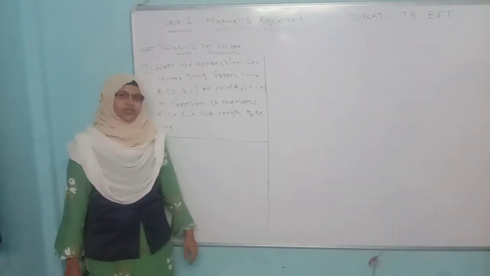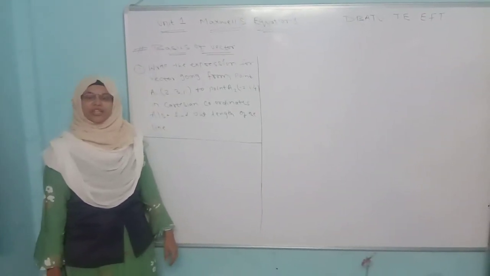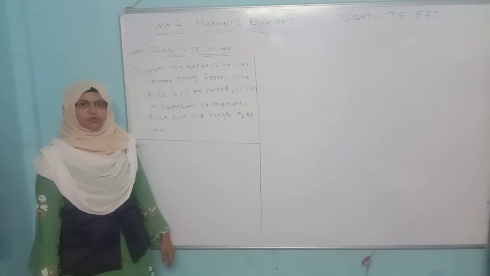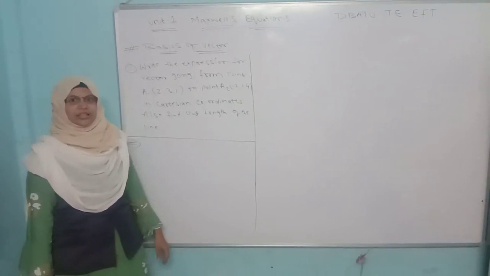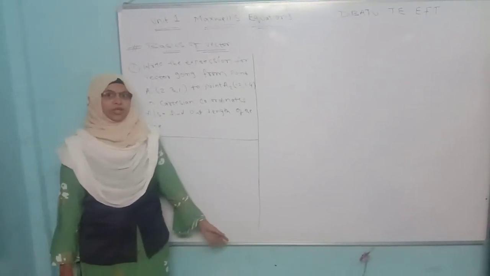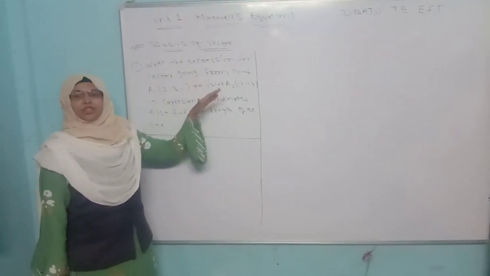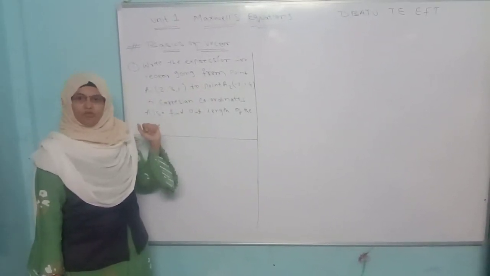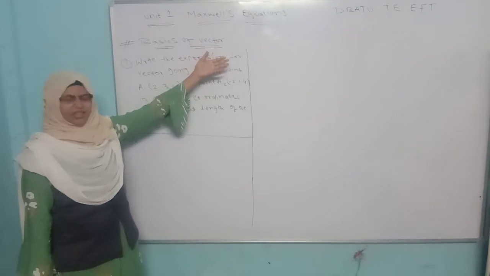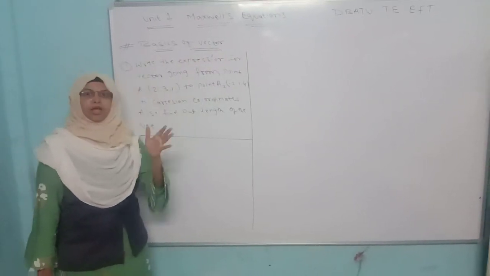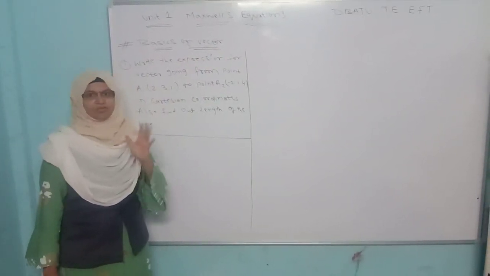Everyone, I am Professor Sumeera Ali, going to take the lecture on electromagnetic field theory. This subject is a third year subject of ENTC. In this subject we have around 6 units. The first unit is Maxwell's equations. We have already studied the syllabus, the objectives and the outcomes of this subject.